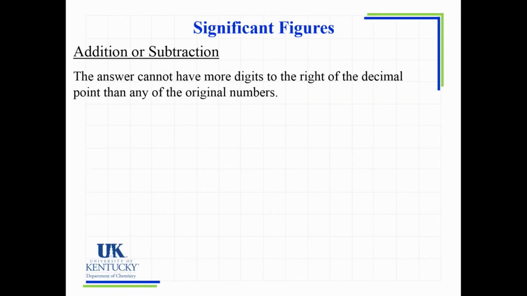Okay, so here's the rule. When you decide on your answer, it cannot have more digits to the right of the decimal point than any of the original numbers. So we're focusing in on digits to the right of the decimal point. We call these decimal places.